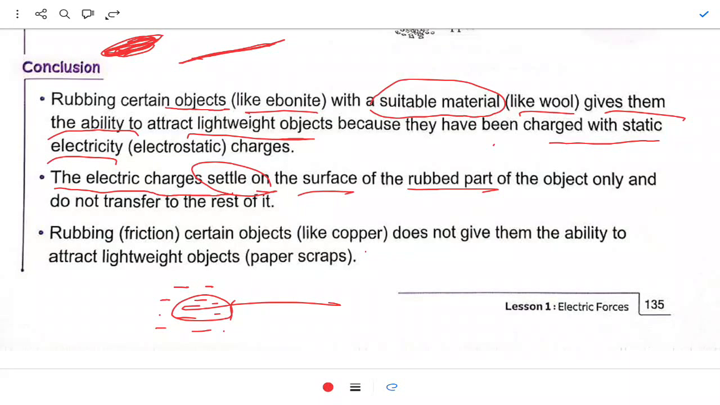This rubbing, this friction, if we apply it to certain objects like copper, doesn't give them the ability to attract lightweight objects like paper scraps. But if we rub certain objects like ebonite with a suitable material like wool, that gives them the ability to attract lightweight objects. Because they have been charged with static electricity.